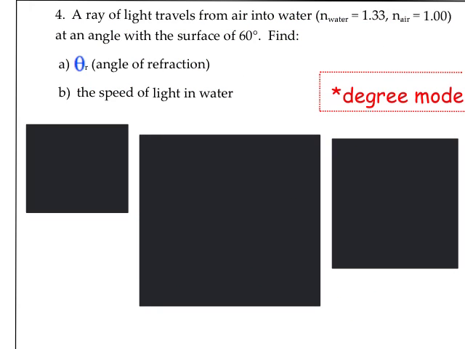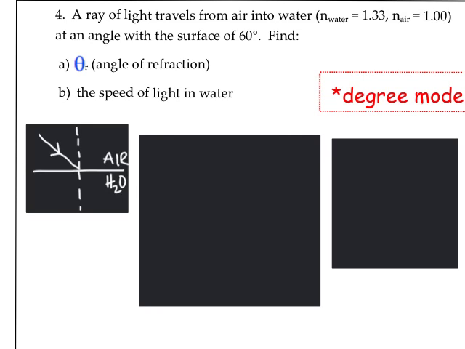So for this one, I'm going to get you set up with the problem, and then I would like for you to try it on your own and come back and check your answer. So we have a ray of light traveling from air into water at an angle with the surface of 60 degrees. So if we think about our surface and then our normal line, the light is going to travel from air into water. So the air is up here and our water is going to be down here.